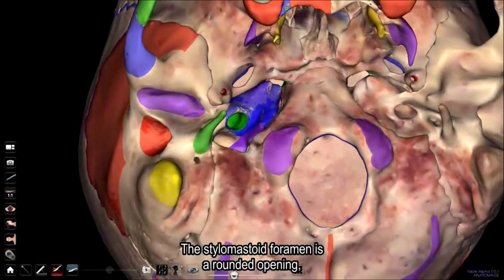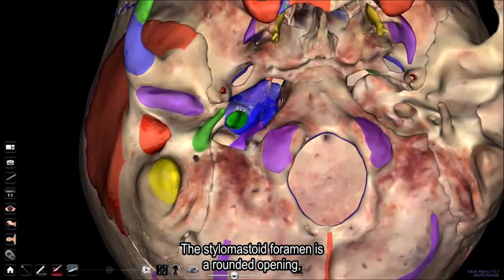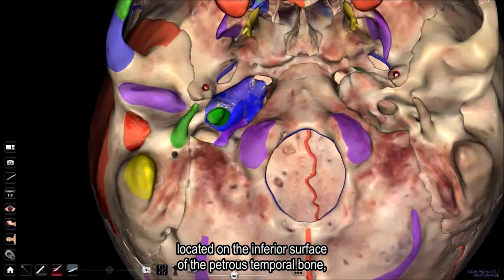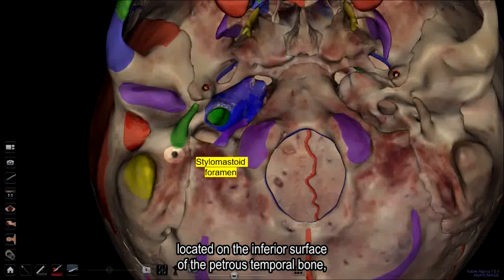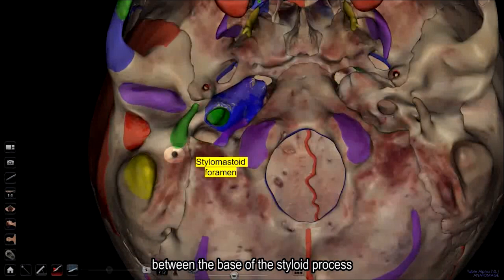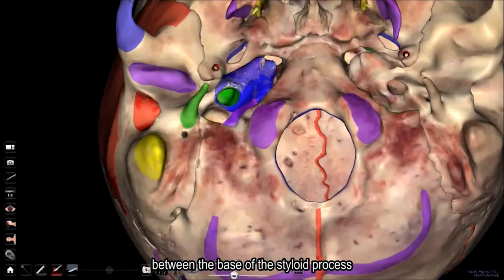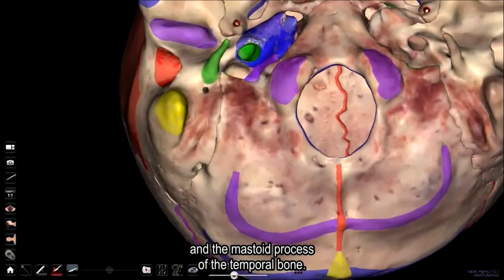The stylomastoid foramen is a rounded opening located on the inferior surface of the petrous temporal bone, between the base of the styloid process and the mastoid process of the temporal bone.